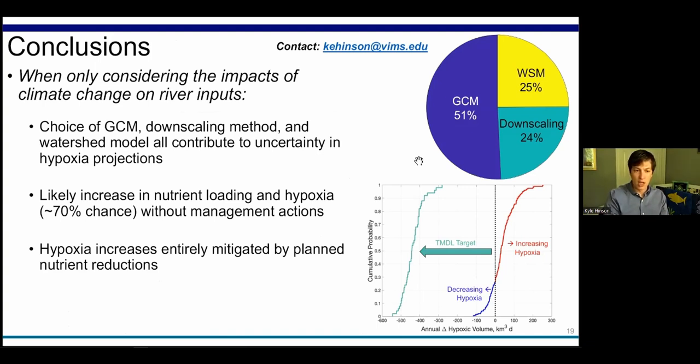And that while we have a likelier increase in nutrient loadings and hypoxia, about 70% chance without management actions, once you incorporate those and assume that they're met, which there are some caveats there and how effective they'll continue to be in the future, essentially the increase in hypoxia due to watershed impacts is entirely mitigated by planned nutrient reductions.